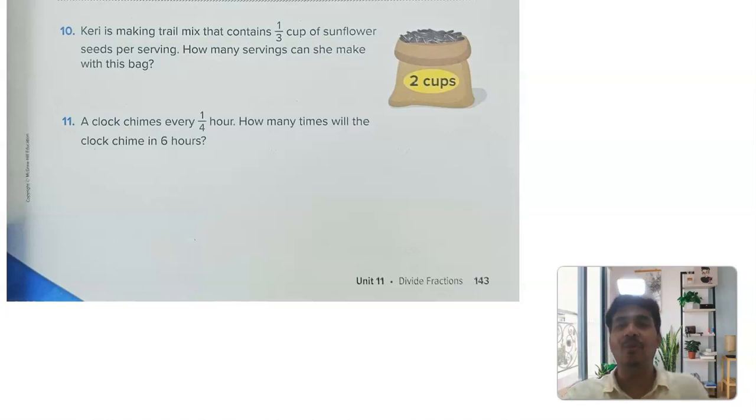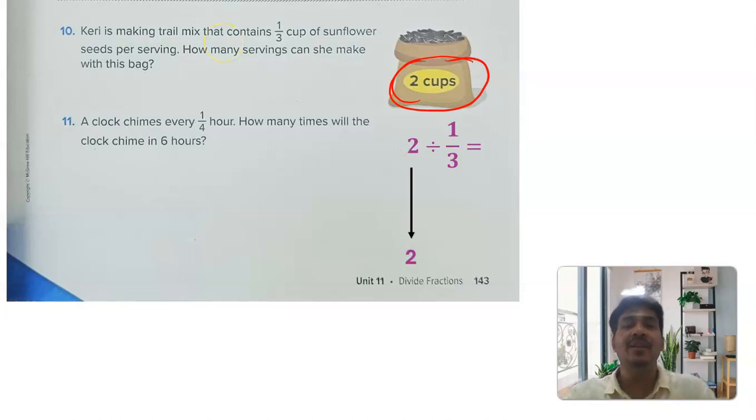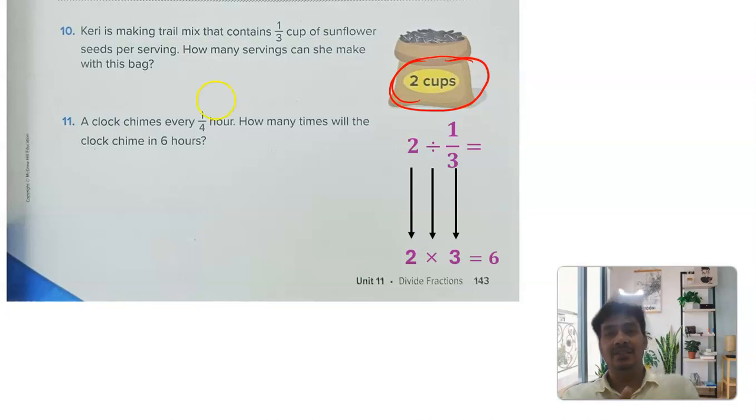Next, Katie is making trail mix that contains 1/3 cup of sunflower seeds per serving. So one serving will have 1/3. How many can she make with this bag? The bag has 2 cups. I have to divide it. So 2 divided by 1/3. Keep, change, flip. The answer is 6. I can make 6 servings in 2 cups.